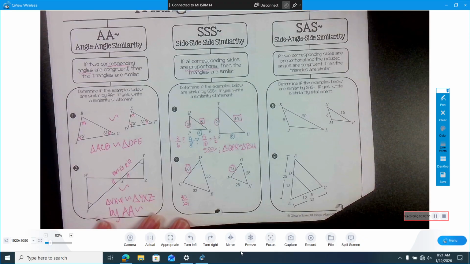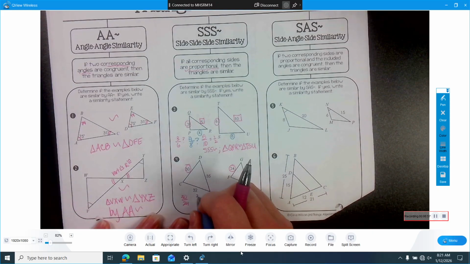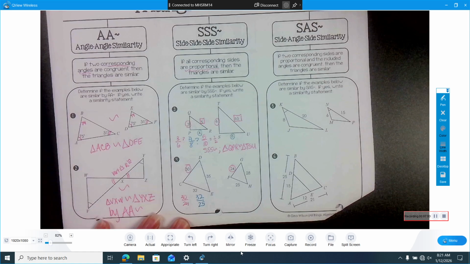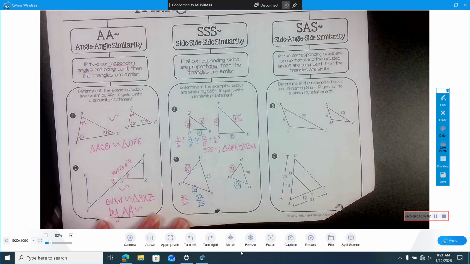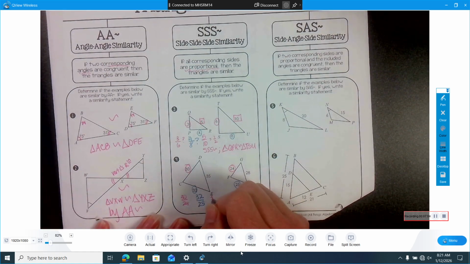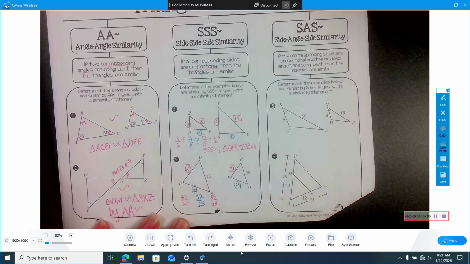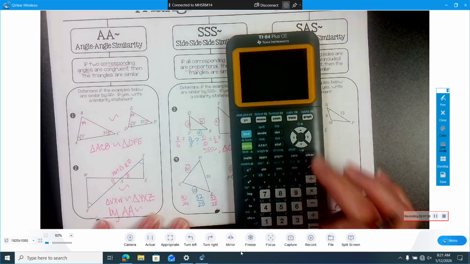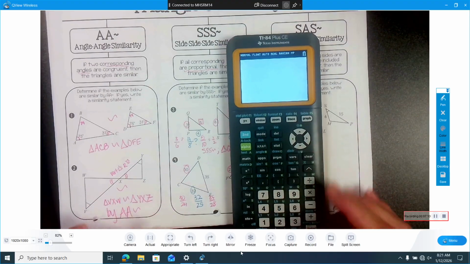What's another pair of corresponding sides? Yeah, 32 over 25. And the third pair? 35 over 28. Good. Now, are all those the same? I have no idea. I'm going to check on my calculator.